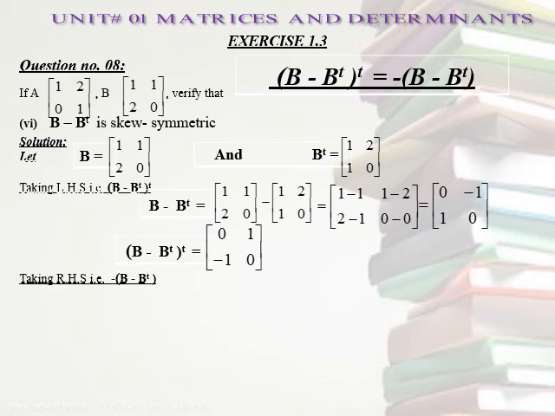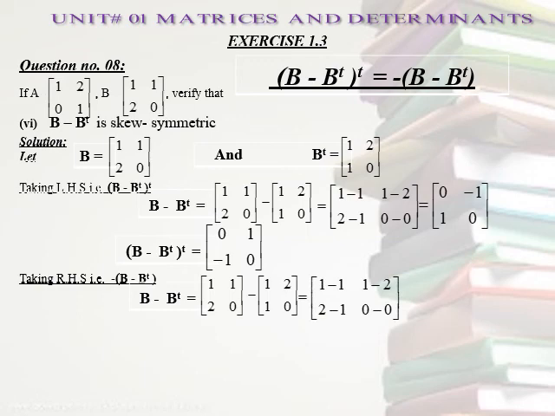Now I'm taking the right hand side, that is negative of (B minus B transpose). I'll solve brackets first. As B is written first, I'll write B first, then negative sign and then the transpose of matrix B. Now I'll subtract the entries of the first matrix from the corresponding entries of the second matrix, and after subtraction I'll get this matrix. Now after taking the negative sign common, I'll get this matrix.